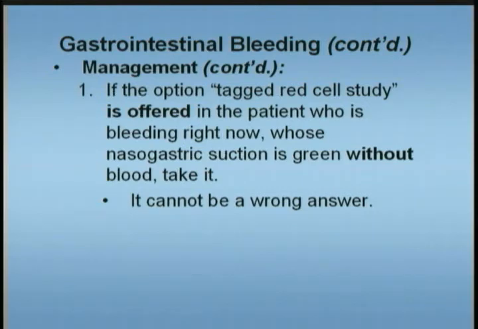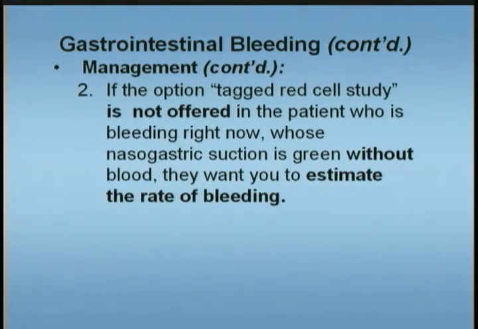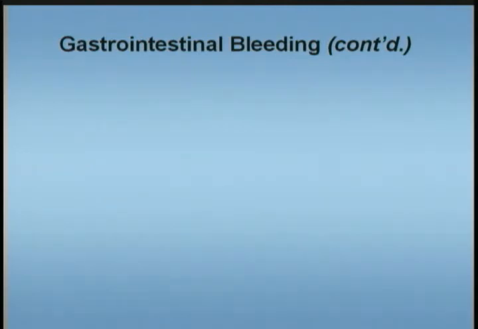Let me remind you again, I said it already. If the option tag red cell study is offered in the patient who's bleeding right now, whose nasogastric suction is green without blood, take it, because it cannot be a wrong answer. This is what a lot of people advocate we do for every patient in the circumstances described. But if the option tag red cell study is not offered, and the patient is bleeding right now, whose nasogastric suction is green without blood, they want you to estimate the rate of bleeding, like we had already described.